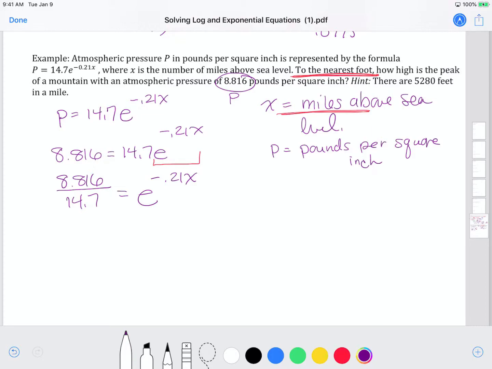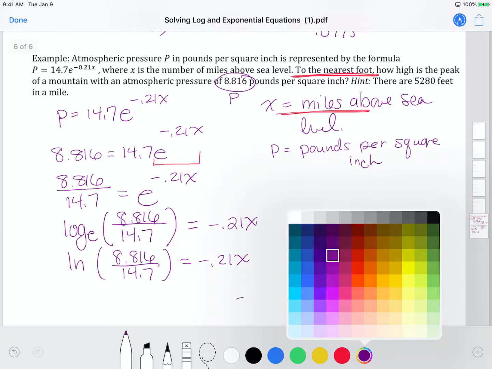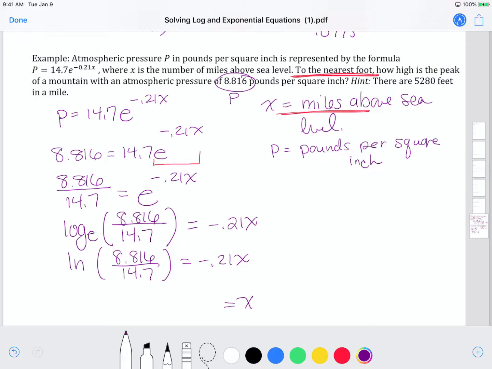So now we're going to put this in log form. My base would be base e, so log base e of 8.816 divided by 14.7 is equal to, and then I set that equal to my exponent. And I could also write this as natural log, since it's base e, if I would like. So now to solve for x, I'm going to divide both sides by negative 0.21. So I have the natural log of 8.816 over 14.7, and that's all divided by negative 0.21.